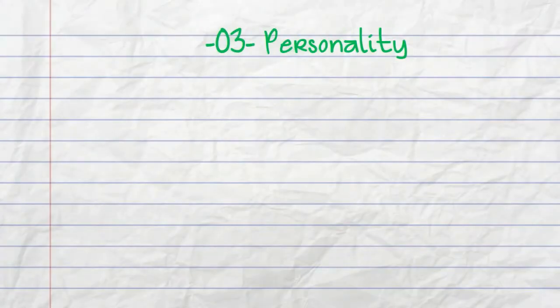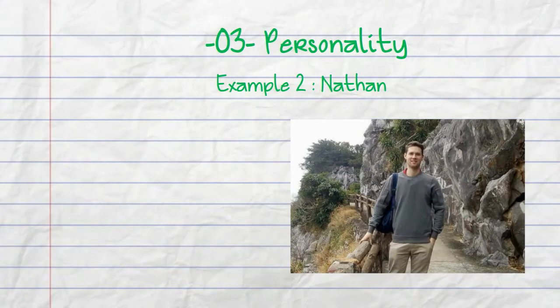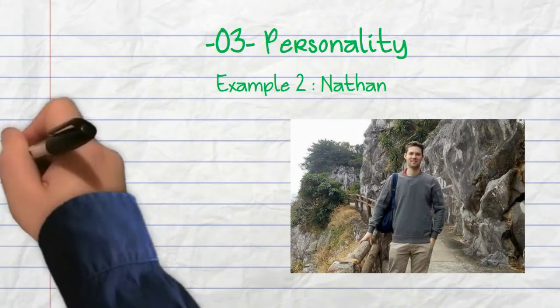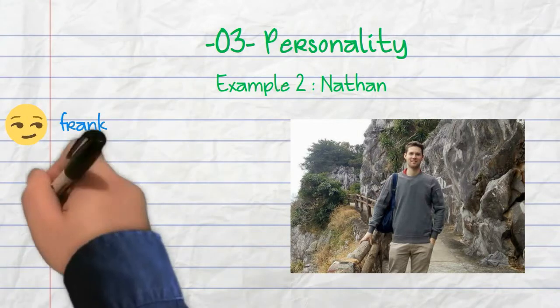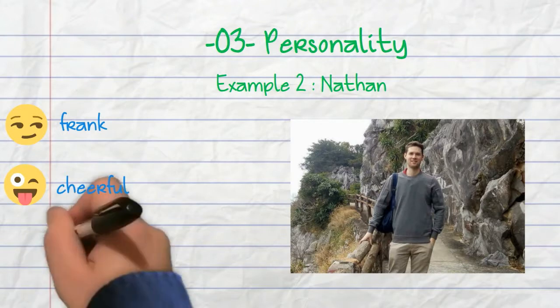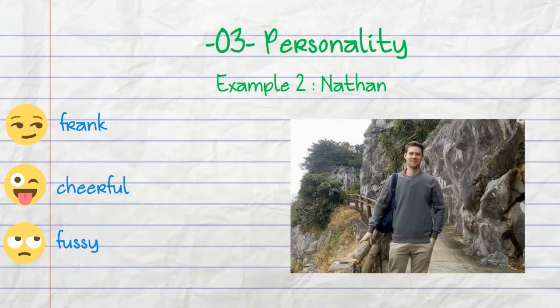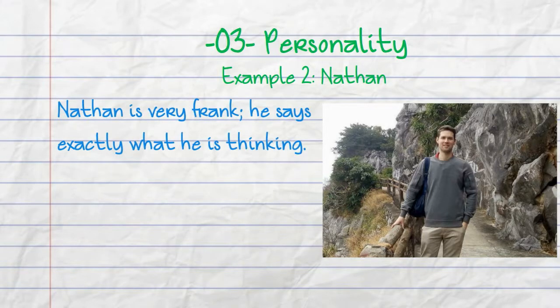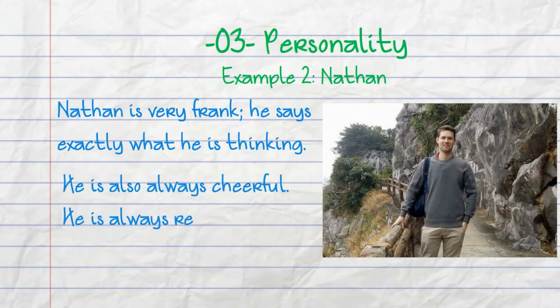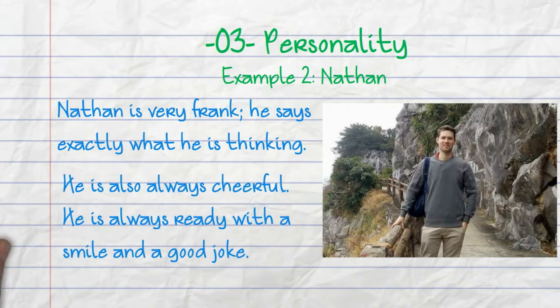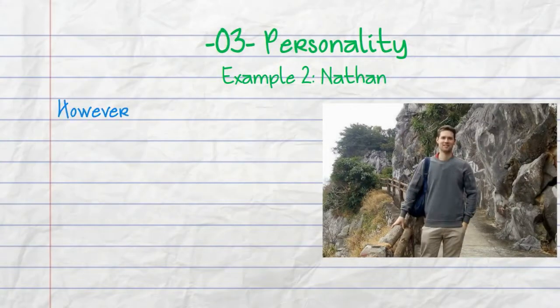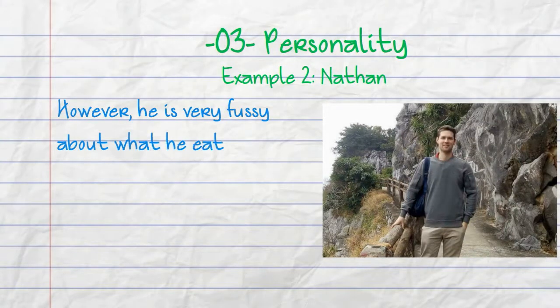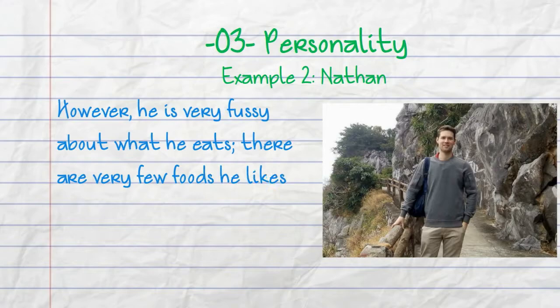What about Nathan? You can say that he's frank, he's cheerful, but he's fussy sometimes. To put it together, you can say Nathan is very frank. He says exactly what he's thinking. He's also always cheerful. He's always ready with a smile and a good joke. However, he's very fussy about what he eats, and there are very few foods that he likes.